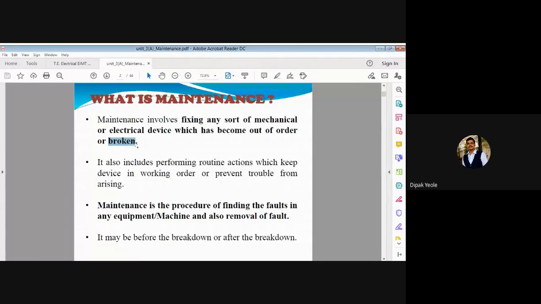That involves the word maintenance. It also includes performing routine actions. Now, what is the meaning of routine actions?